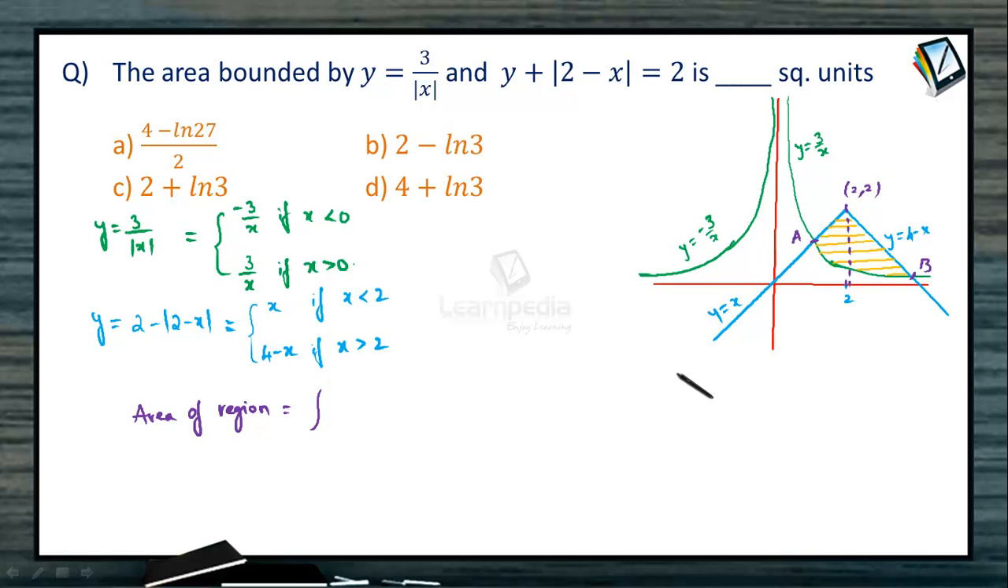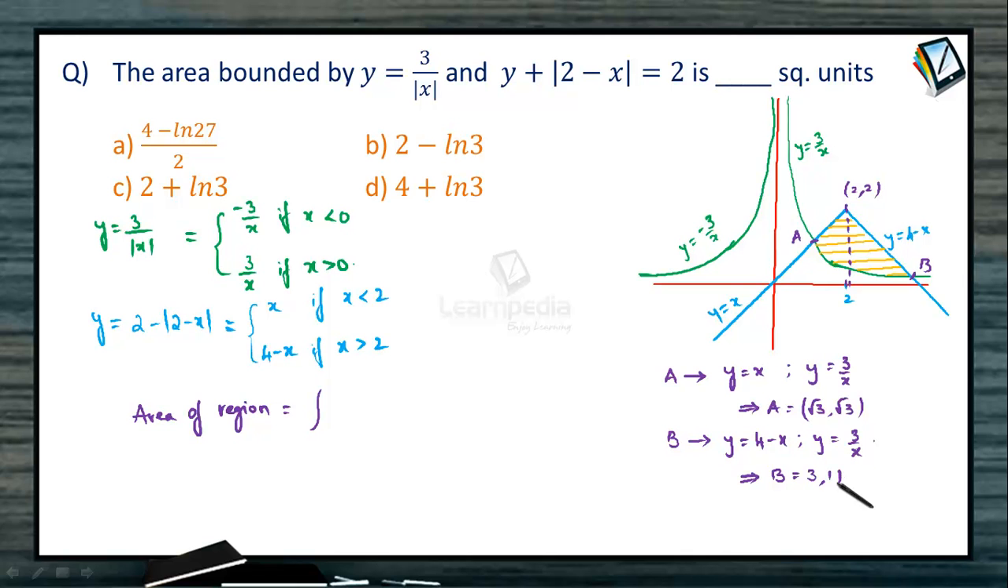Now how do we get the coordinates of A? A is the point of intersection of the line y equal to x with the curve y equal to 3 by x. So what are the coordinates of A? A gets the coordinates x square equal to 3, or it is root 3 comma root 3. And similarly, B is the point of intersection of y equal to 4 minus x line with the curve y equal to 3 by x. So for this case, how will be the coordinates of B? Clearly the point would be 3, 1.